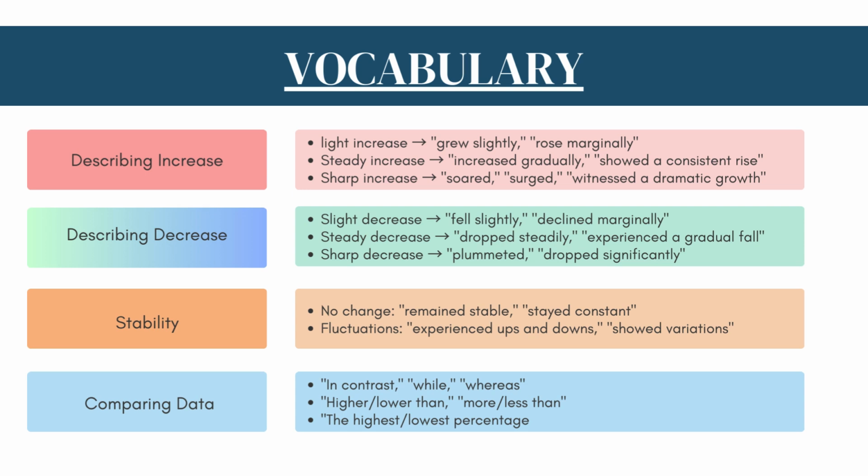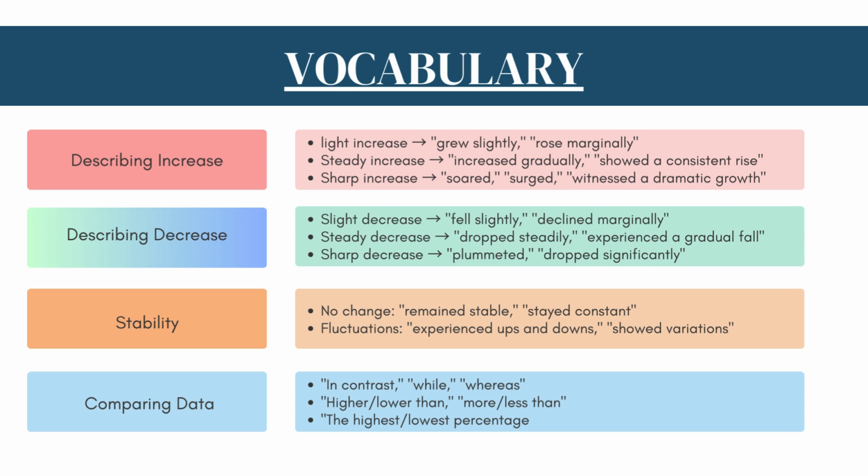For decreases, minor drops can be expressed as fell slightly or declined marginally, whereas a steady downward trend can be described as dropped steadily or experienced a gradual fall. If the figures fall sharply, stronger terms like plummeted or dropped significantly are more appropriate. If the data remains unchanged, phrases like remained stable or stayed constant work well. However, if there are fluctuations, expressions like experienced ups and downs or showed variations can be used.